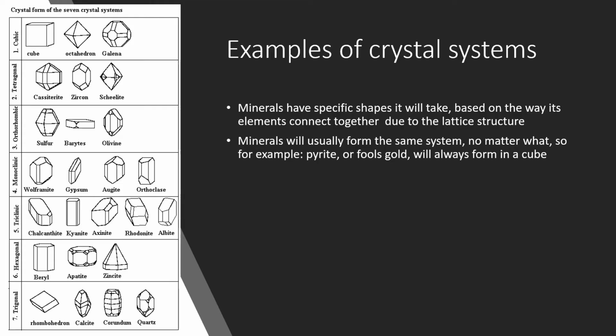So these are going to be examples of our crystal systems on the left in this chart. You're not going to be quizzed on these, so don't worry about it. But minerals have specific shapes that they'll take because of their lattice structure. So minerals will always have the same system no matter what. For example, pyrite or fool's gold will always form in a cube.